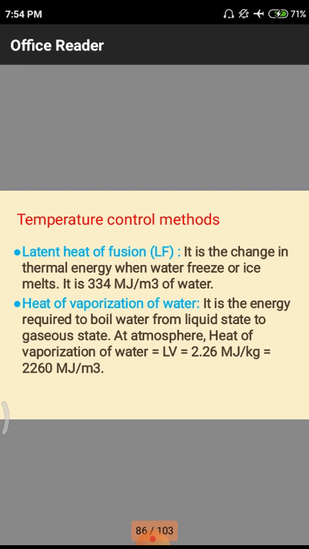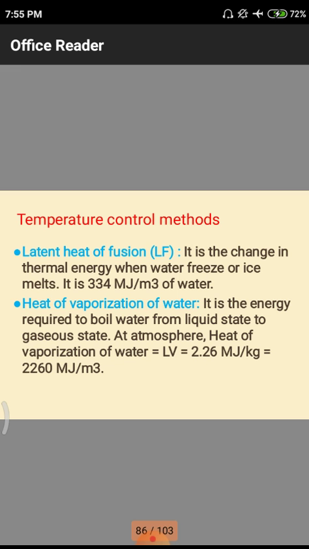But in case of vaporization, the liquid matter is converting into a gaseous state. So that is called vaporization. In these two conditions we have different cases. When water freezes or ice melts, it requires 334 million joules per meter cube. That means megajoules per meter cube of water.